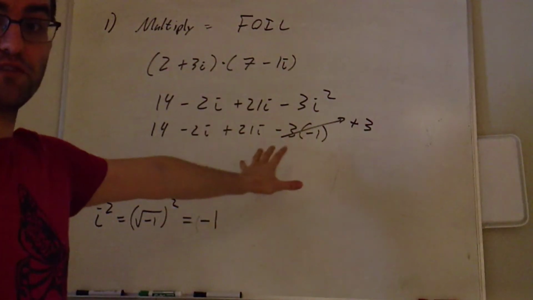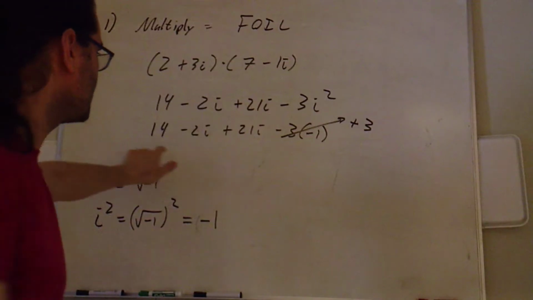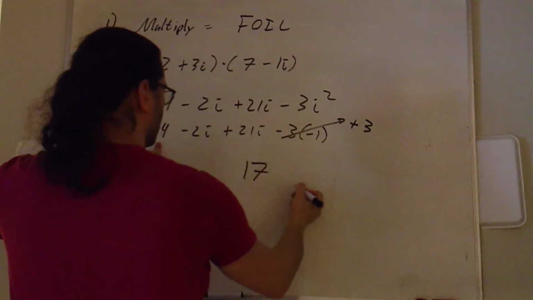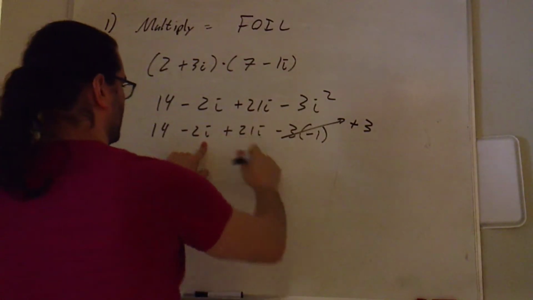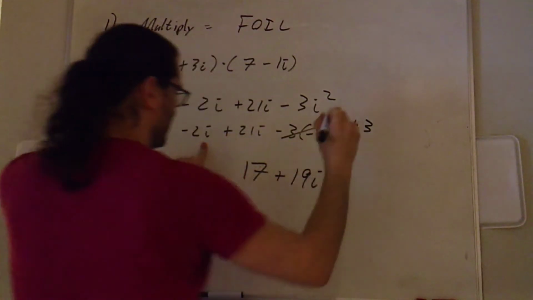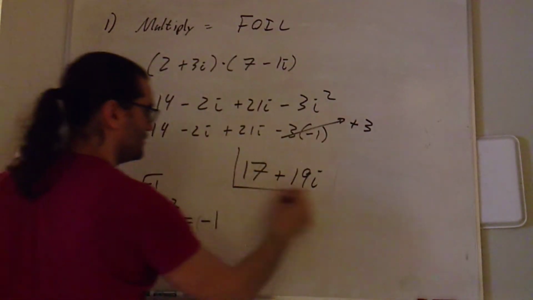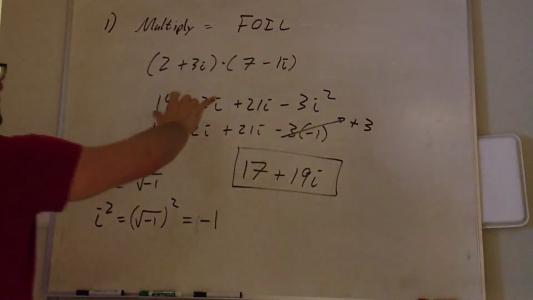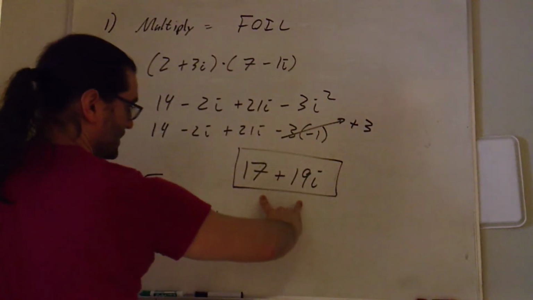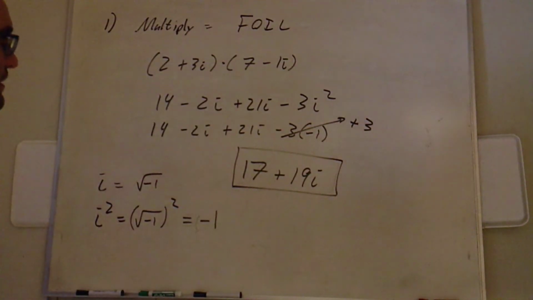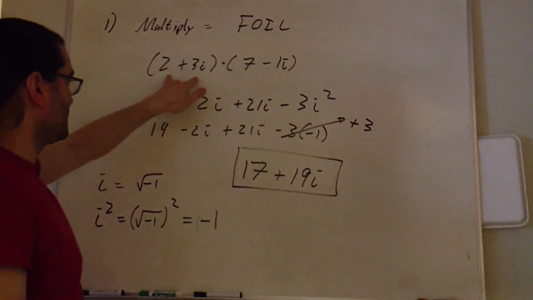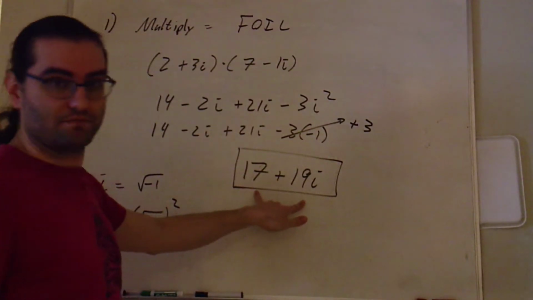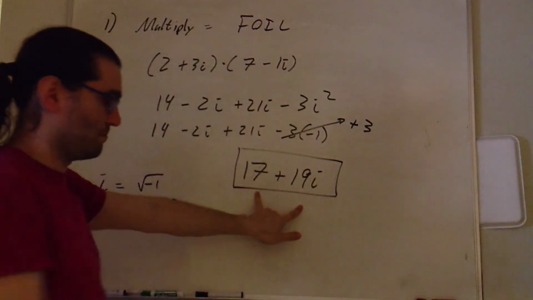As a final step for these multiplication problems, we should combine like terms. We have 14 and positive 3 over here, so that'll give me a 17. We have a negative 2i plus 21i, that should give me 19i. This is the final answer. And we should note that when you multiply two complex numbers together, the result is a complex number. If you start with a plus bi and a different looking a plus bi, you should still get something that looks like an a plus bi. All of your answers for this section should look like this.